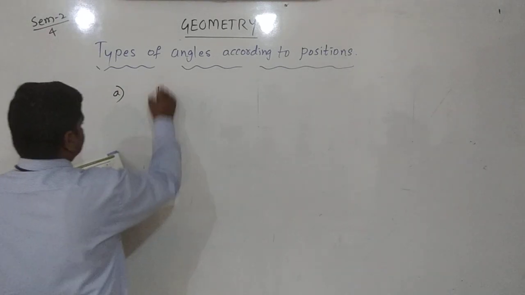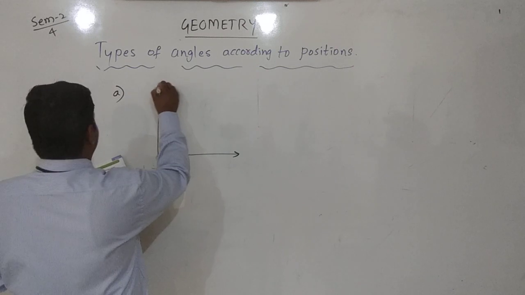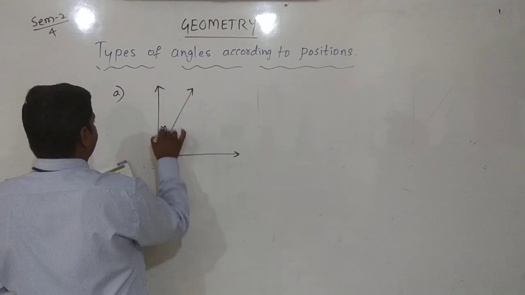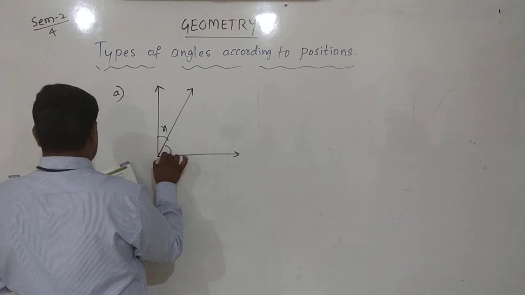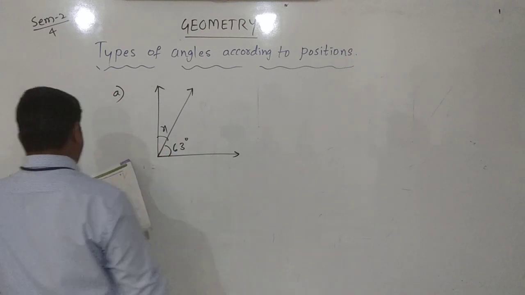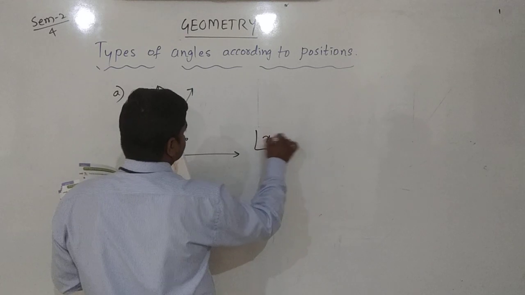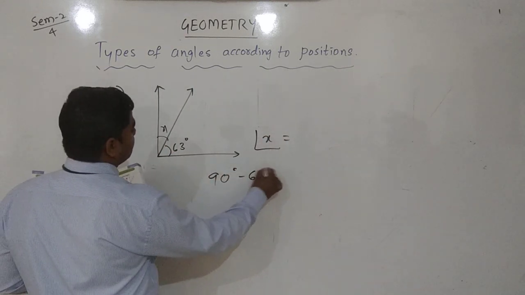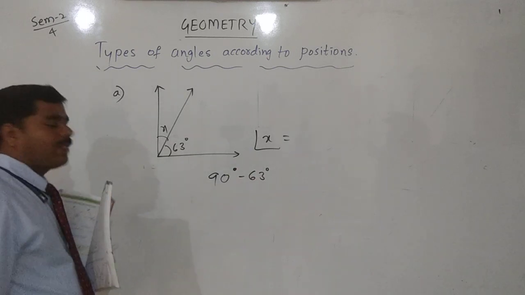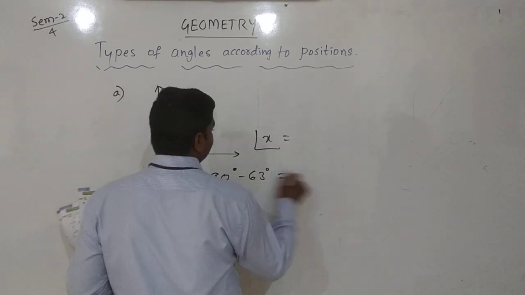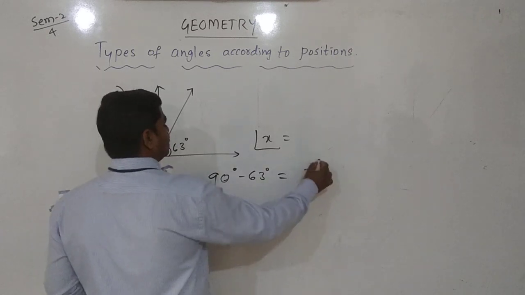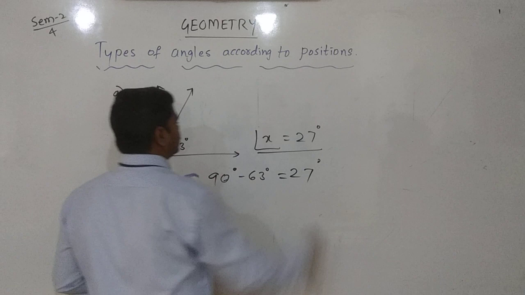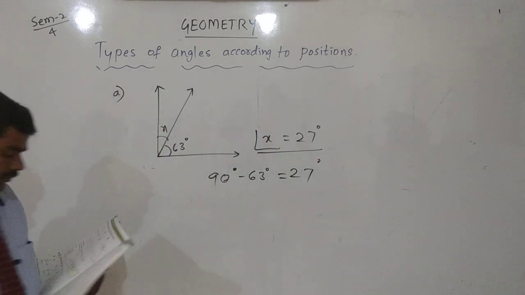Yes, this is the rough diagram. Not an exact diagram, a rough one I am drawing. 30 degrees is x and it is 63 degrees. You find the angle x. Means 90 minus 63. 90 minus 63 means 10 minus 3 is 7. Then 8 minus 6 is 2. 27 degrees is the answer. X equals 27 degrees.